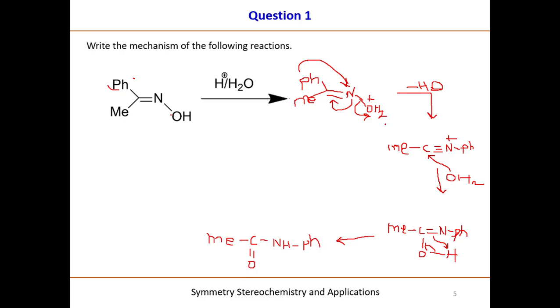Here you can see that protonation is taking place in the first step. Then after protonation, the migration of the phenyl group will take place on this nitrogen atom to give this nitrilium ion intermediate, and this intermediate will undergo reaction with H2O to give the amide as a product. So I hope this rearrangement reaction is also clear to you.